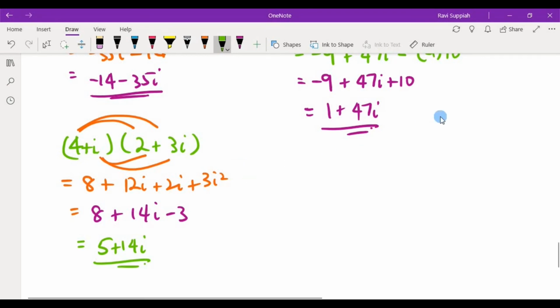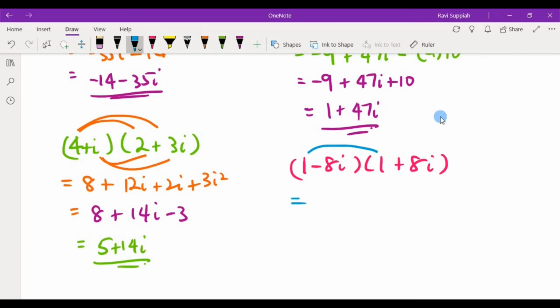And finally, I'll get 5 plus 14i. Now let's do one more example here. 1 minus 8i multiplied into 1 plus 8i. So this is a bit interesting. Let's expand and see what happens here. So 1 into 1, I get 1. 1 times plus 8i is 8i. Minus 8i multiplied by 1 is minus 8i. And minus 8i multiplied by positive 8i is minus 64i squared.